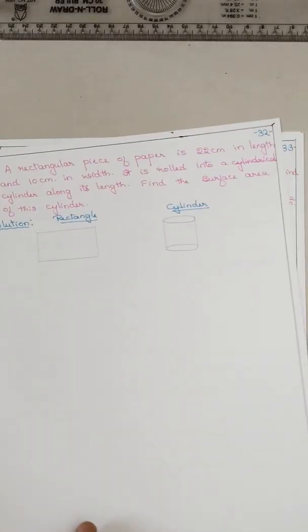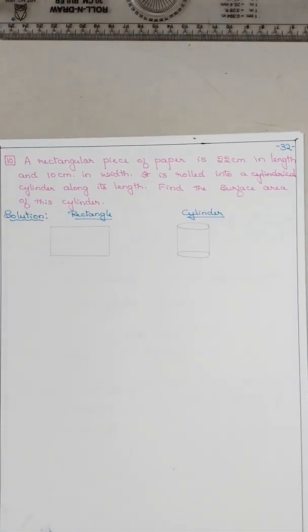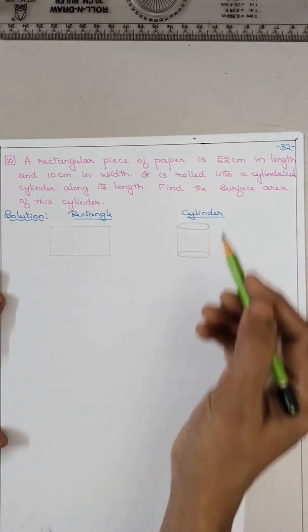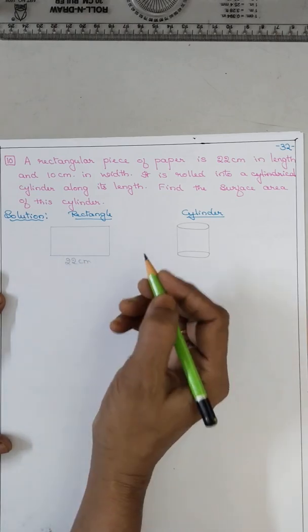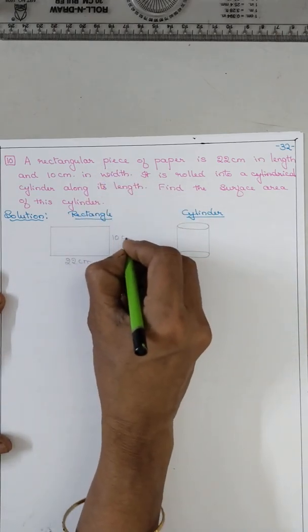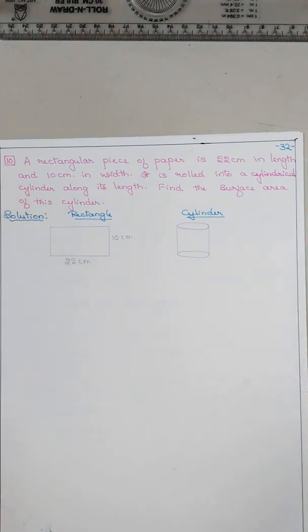Now coming to the question number 10. It is a little bit tricky. What they have told: there is a rectangular piece of paper that is 22 centimeter in length. Okay, so the length of the rectangular piece is 22 centimeter and the width is 10 centimeter. It is rolled along its length.